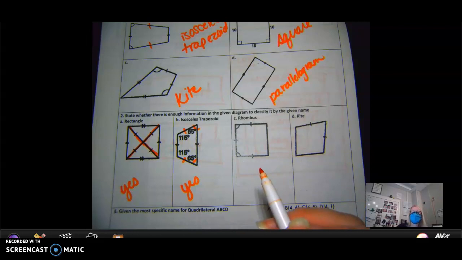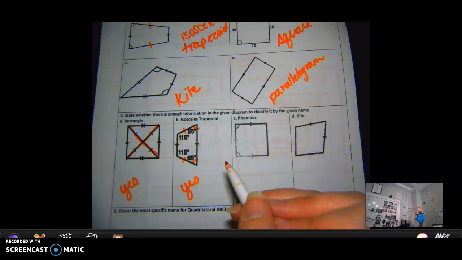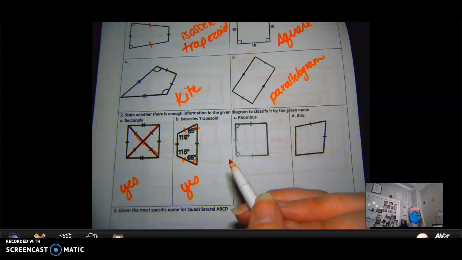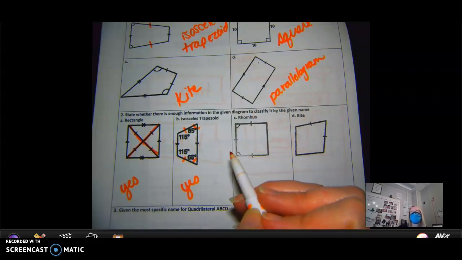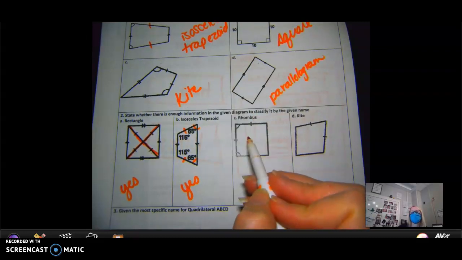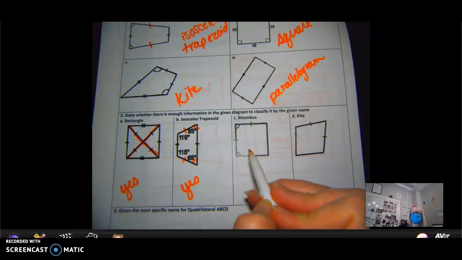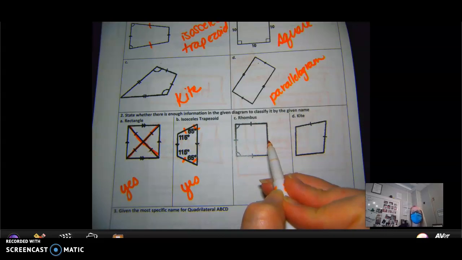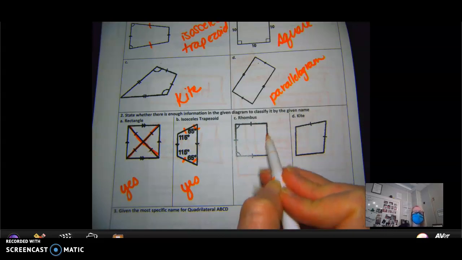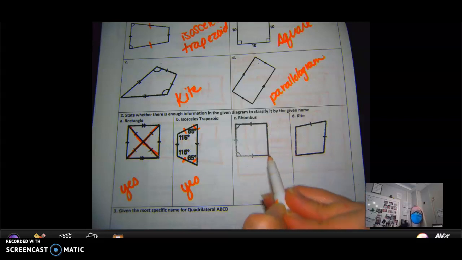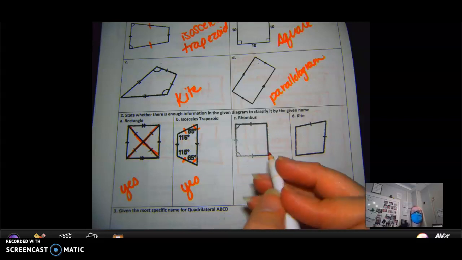Next one, a rhombus. Can I say that that's a rhombus? So rhombus is all four sides are congruent, and my opposite sides are parallel. So do I know anything about parallel here? No. I do know that three sides are congruent. Does that mean that that fourth side has to be congruent? No. Maybe it's a trapezoid again. This side's a little bit longer, right? So can I name this a rhombus?